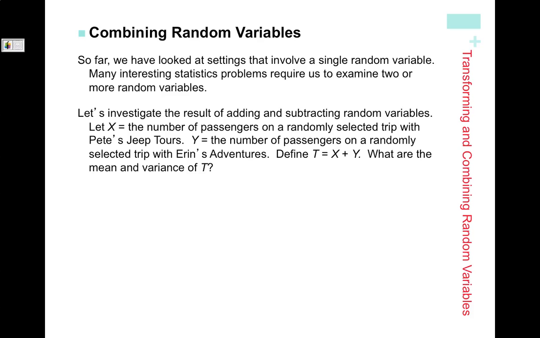So in the previous video, we looked at linear transformations of random variables. This time, we're going to combine two different random variables together and see what happens to our mean, or measures of center, and our standard deviation, or our measures of spread.